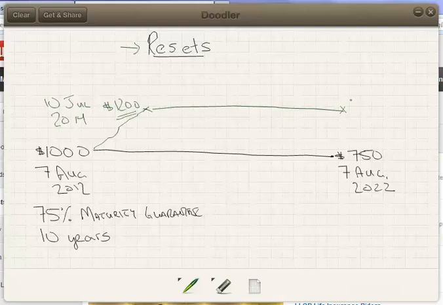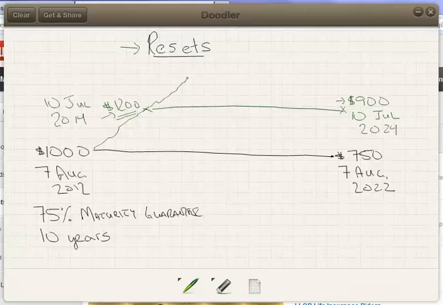But if you do exercise your reset, now we're going to have a maturity guarantee based on 75% of this new market value. 75% of $1,200 is $900. You are going to push back your maturity guarantee, so this contract will now have a maturity guarantee that will take effect on the 10th of July of 2024. So you have a much higher guarantee, but you have to wait a little while to get it.